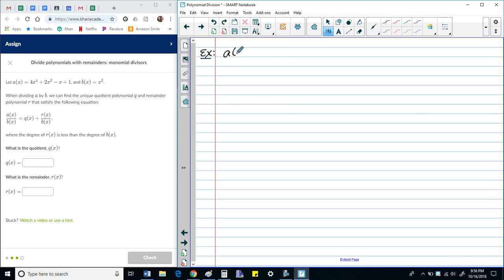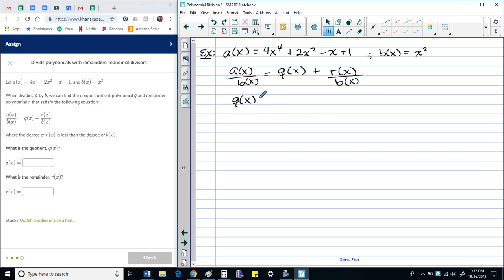All right, a of x equals 4x to the 4th plus 2x squared minus x plus 1. B of x equals x squared. And when we do a of x over b of x equals quotient plus remainder over divisor, then we want to know q of x. I know you don't feel like writing it. Too bad. Write it anyway. It's good for you.